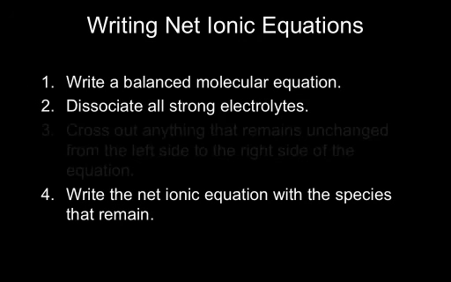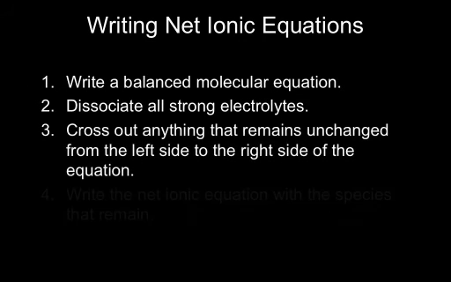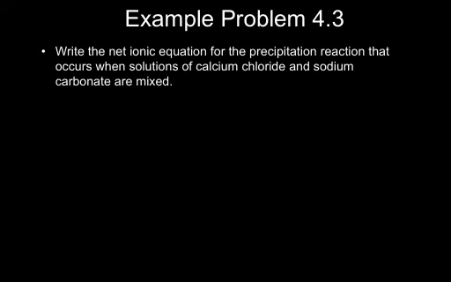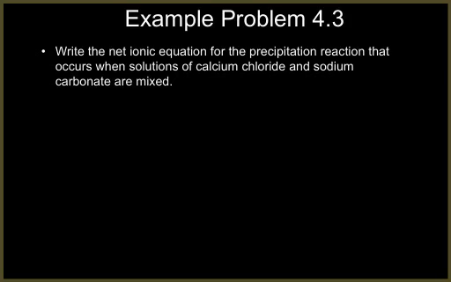Okay, so let's go through and do a couple examples here. And like I said, this will make a lot more sense once we work our way through a couple of them. Okay, so this one says, write the net ionic equation for the precipitation reaction that occurs when calcium chloride and sodium carbonate are mixed.